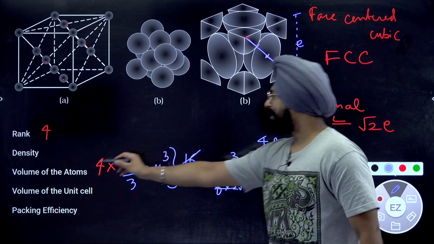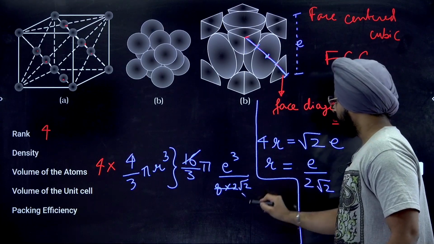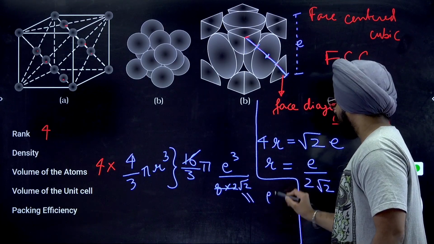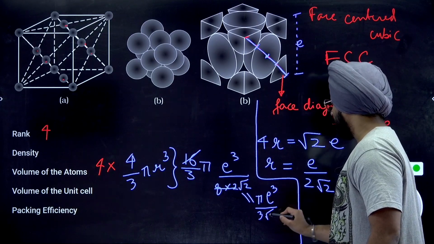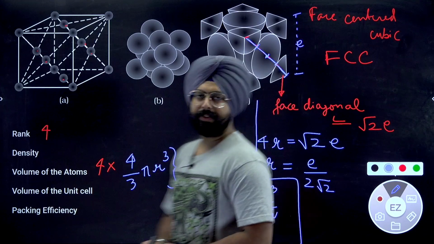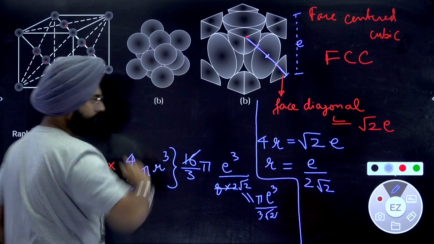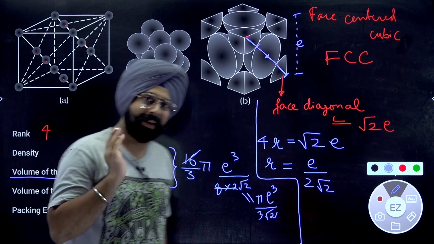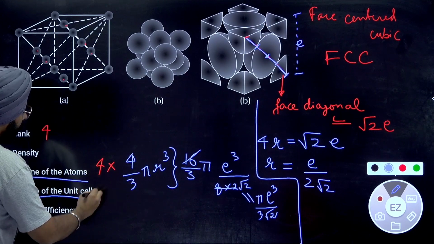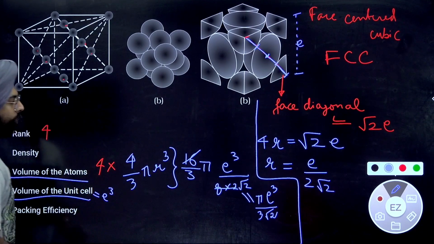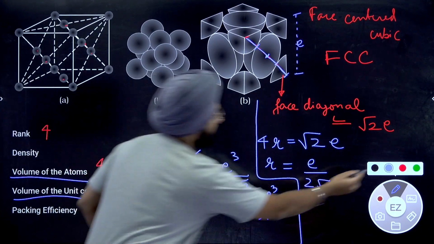So my dear friends, the volume of the atoms comes out to be E cube into pi by 3 root 2. This is my volume of the atoms inside FCC in terms of the edge length. Volume of the unit cell, everyone knows, is edge length cubed, E cube. So what's the packing efficiency?